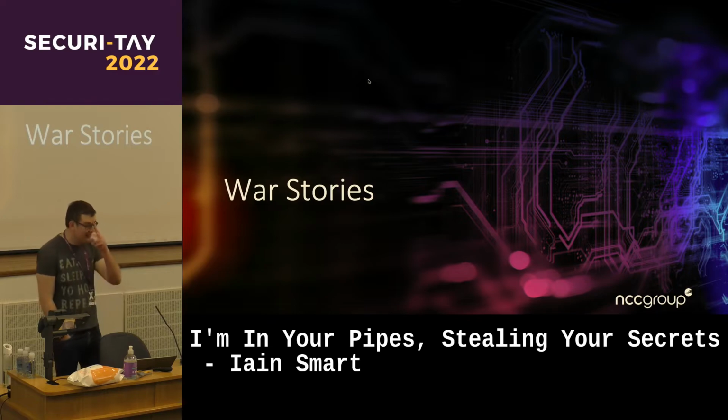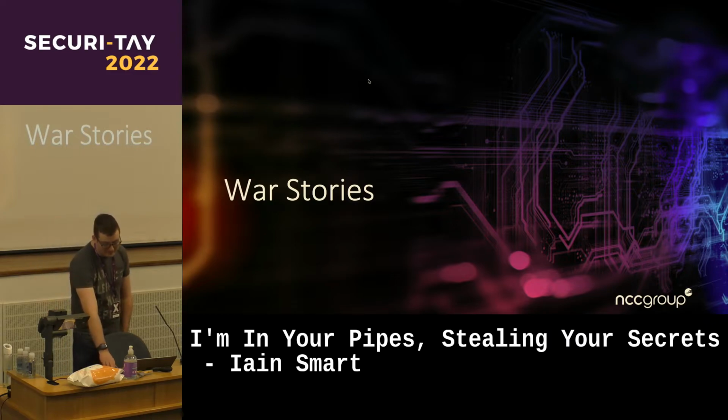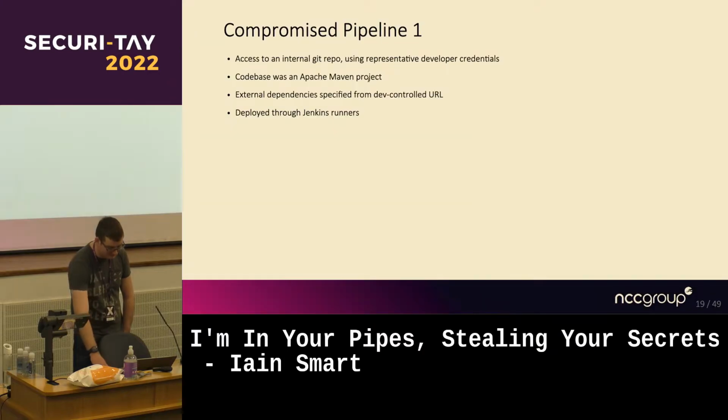So, a few war stories. If anyone's read the NCC blog post we did recently on some real-world examples of this, you've probably heard these before. If you haven't read it, as the author of it, I'm going to go ahead and say you probably should. It's quite interesting. But I'm going to go into 4 examples of some compromises we've had through CI pipelines.